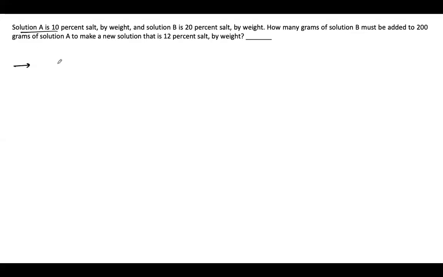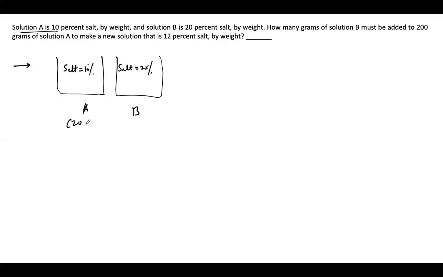Solution A is 10% salt by weight, and solution B is 20% salt by weight. So, how many grams of solution B must be added to 200 grams of solution A, let's say x grams, to make a new solution of 12% salt?